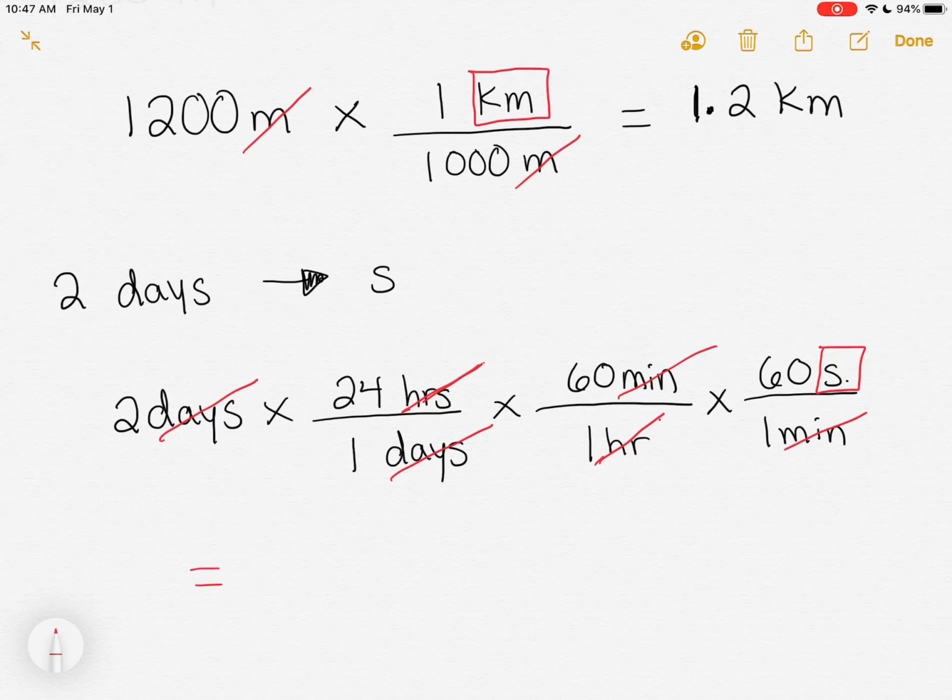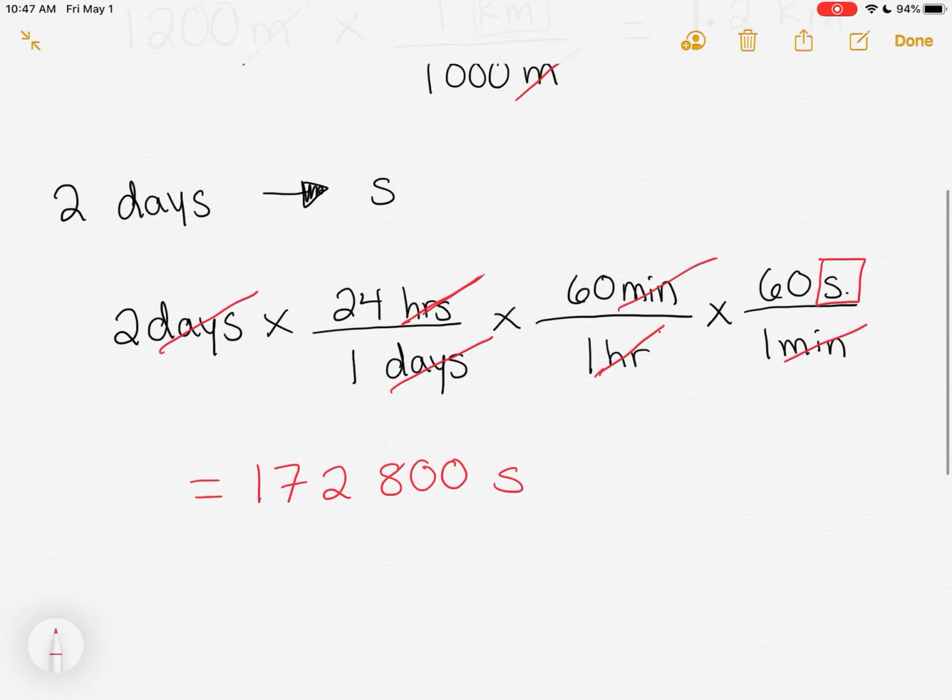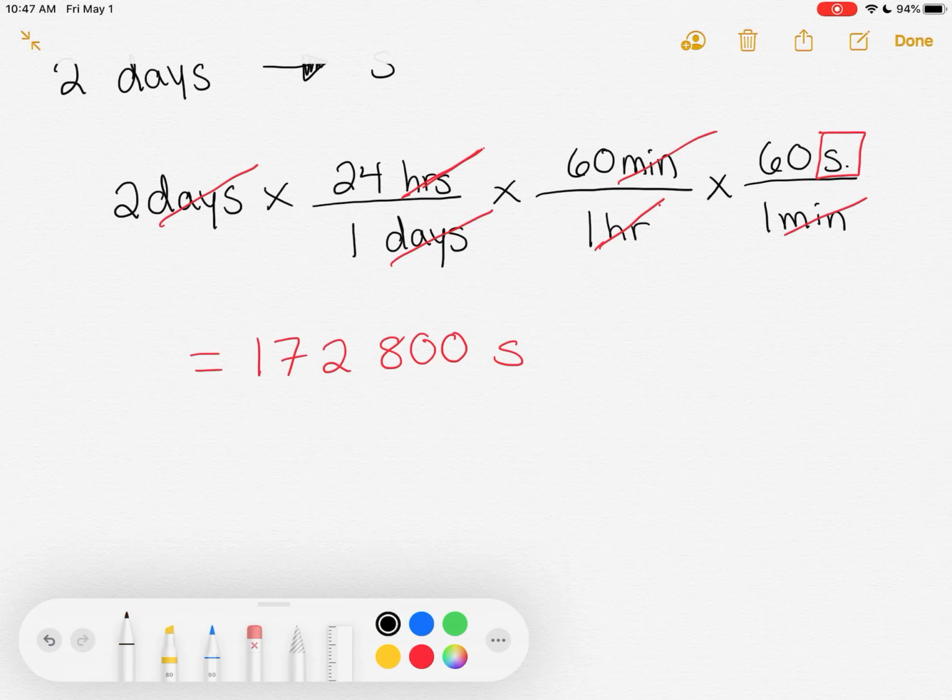So then all I have to do is multiply through. So I have my 2 days. And I'm going to multiply it by 24 hours in a day. Then I'm going to multiply it by my 60 minutes in an hour. Then I'm going to multiply it by my 60 seconds in a minute. And so I'm going to get 172,800 seconds. So in 2 days, there are 172,800 seconds.